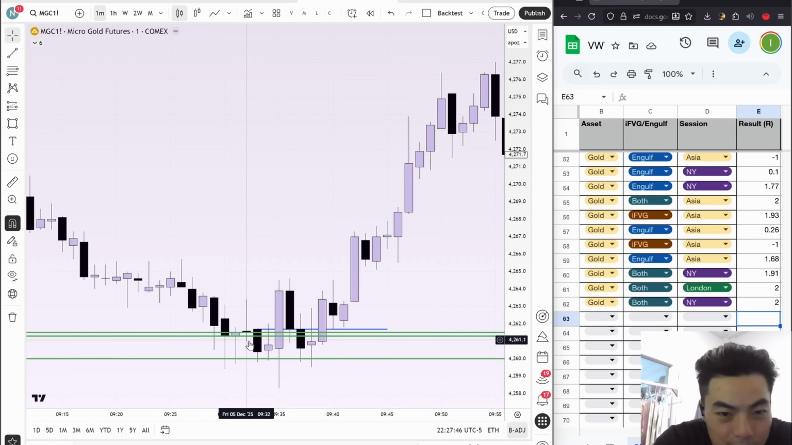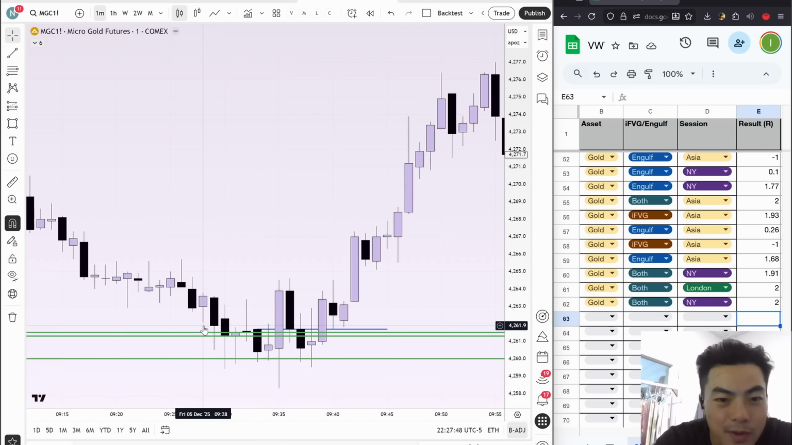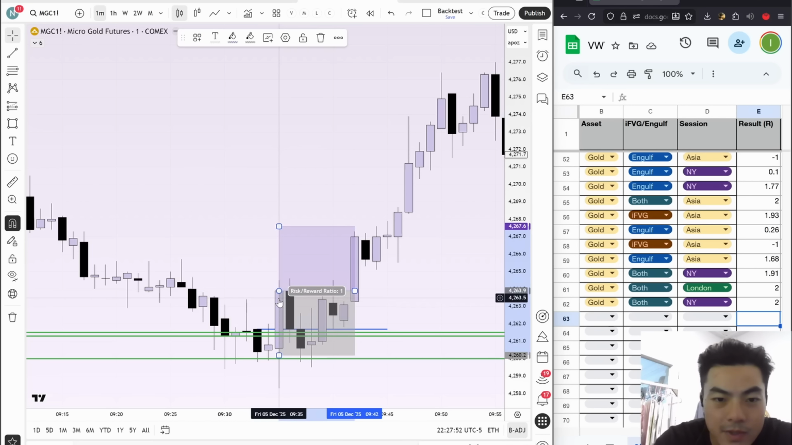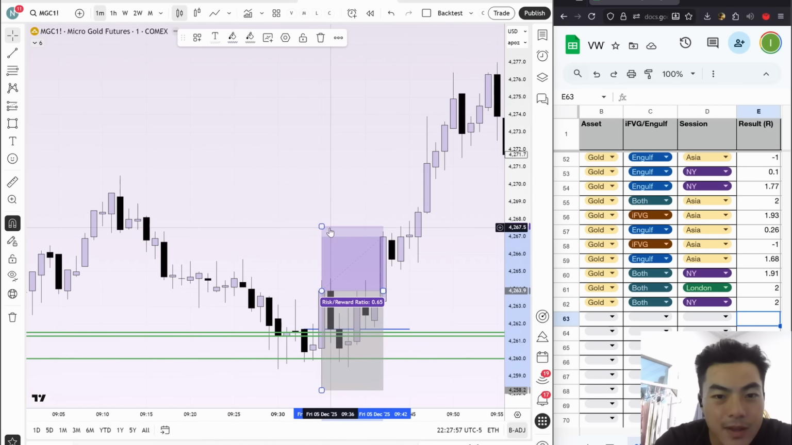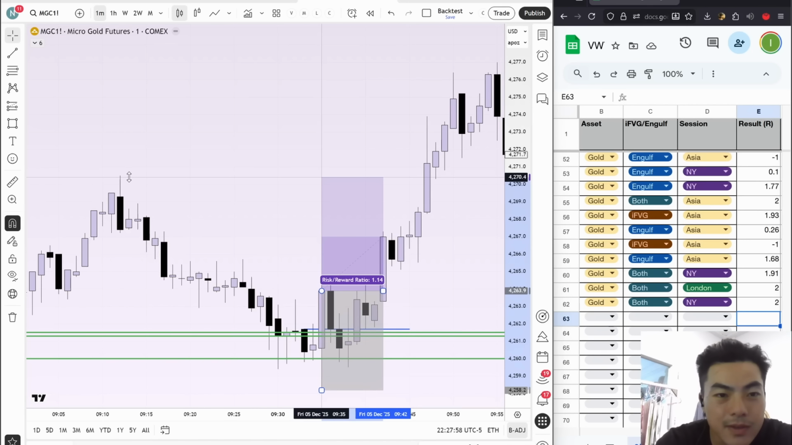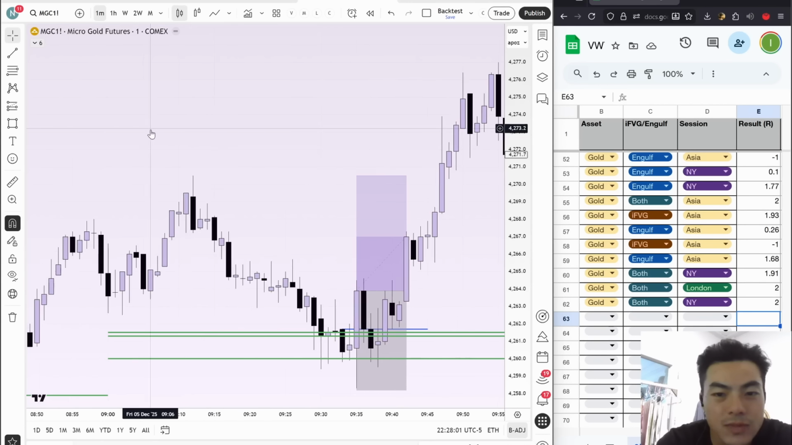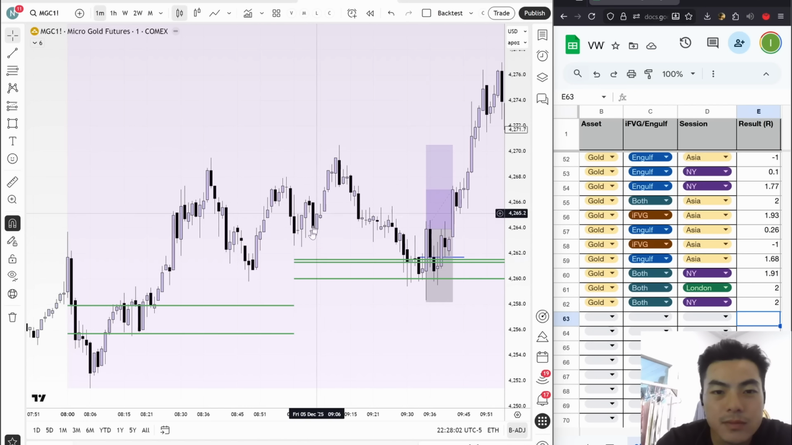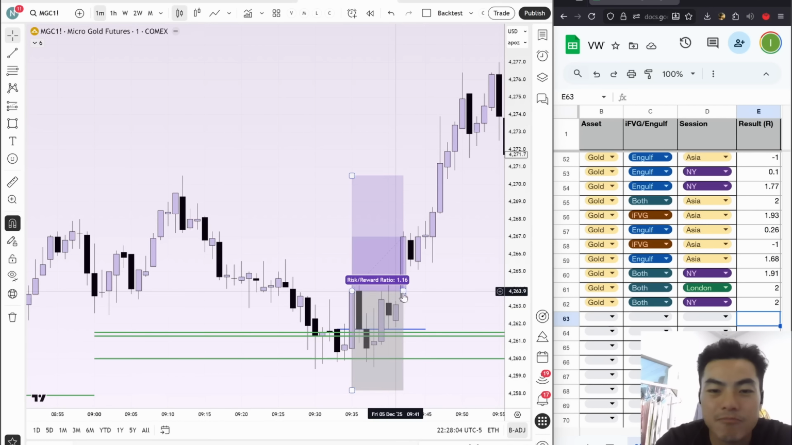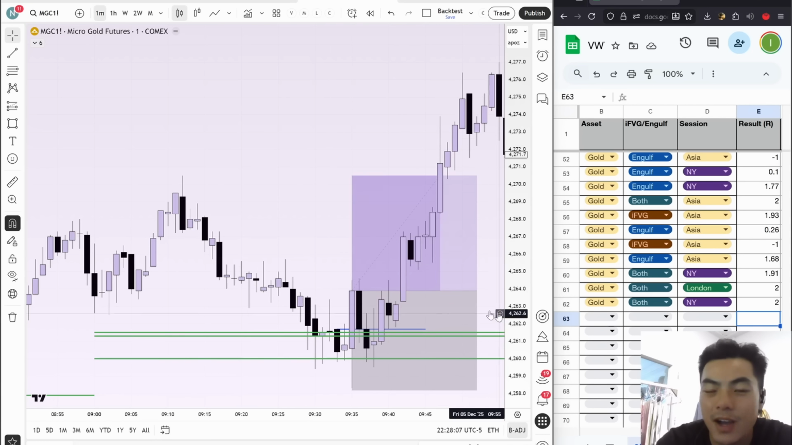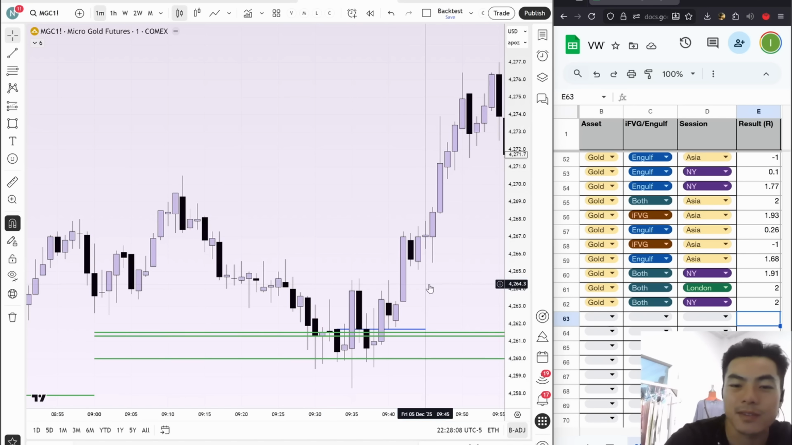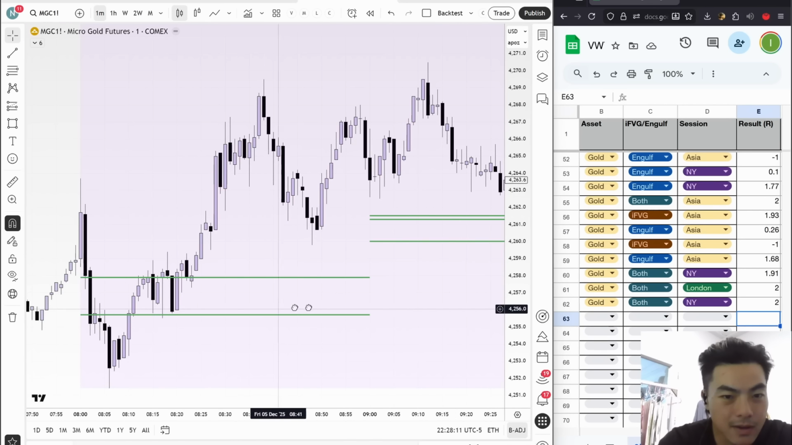And I believe, no fair value gap. So long there, stop below this candle, targeting these highs, 1.14R. Well, yeah, I wouldn't take that. Even though we end up going higher, I don't like 1.16R. Alright, let's look here.